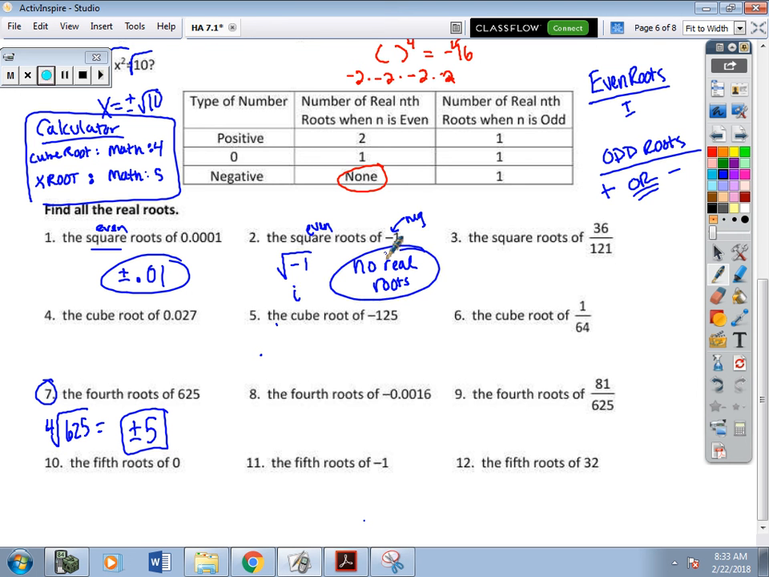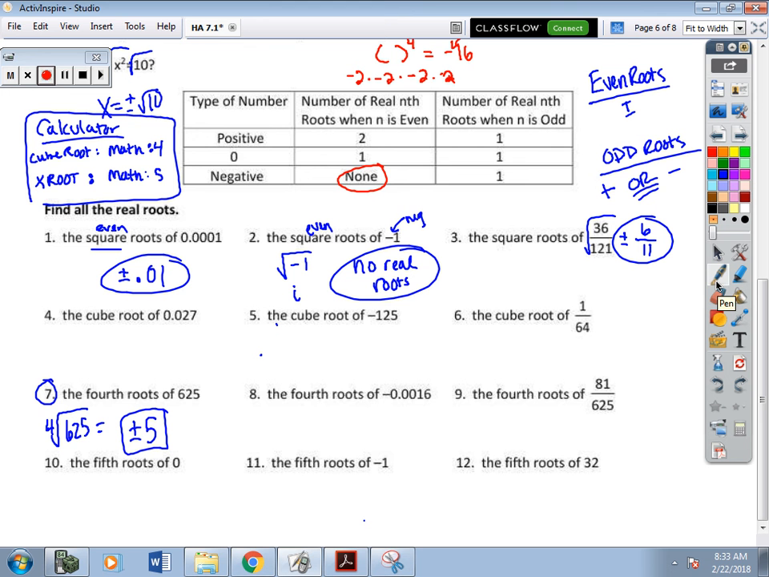The square root of 36 over 121. I would not type this one in my calculator. You can if you want, but I would just square root it by hand. So the square root of 36 is 6. The square root of 121 is 11. So 6/11ths. And then we do need our plus or minus. Why don't you go through and see if you can fill out the rest of them, and then we'll go over them before we flip to the back.